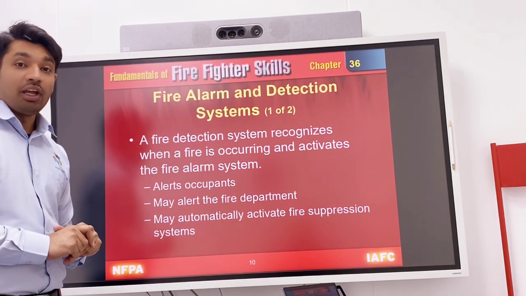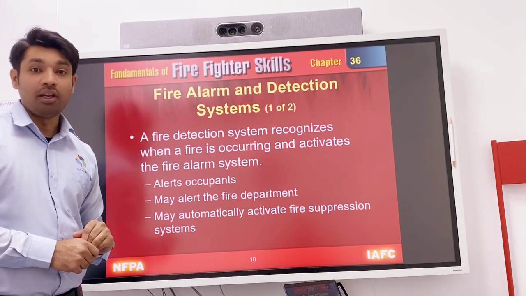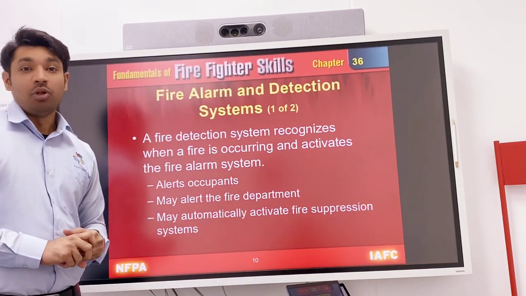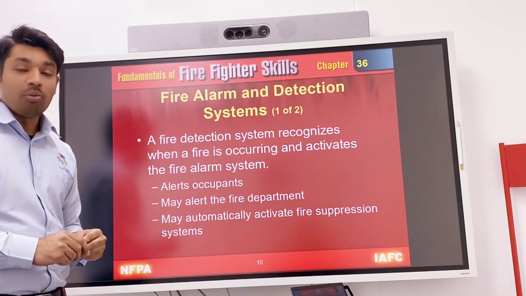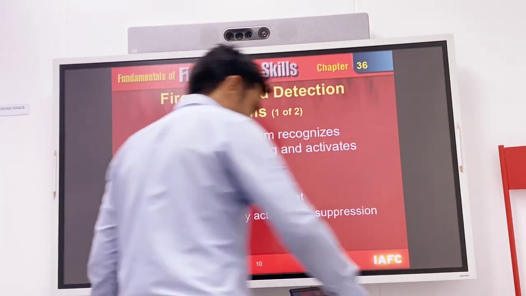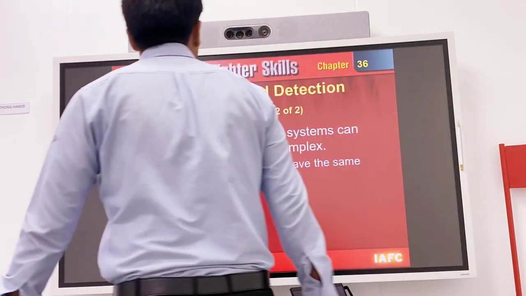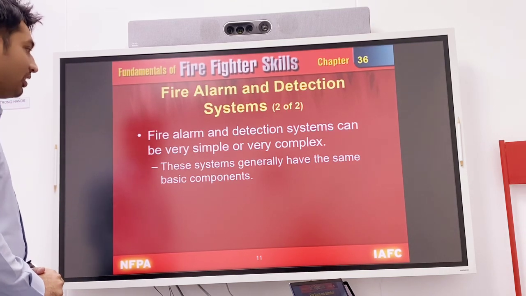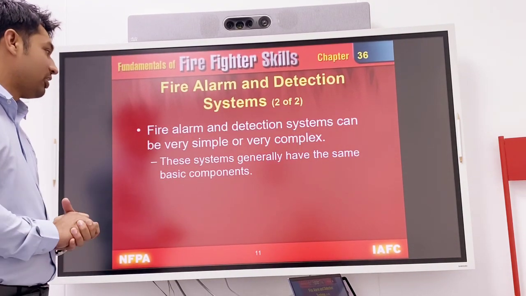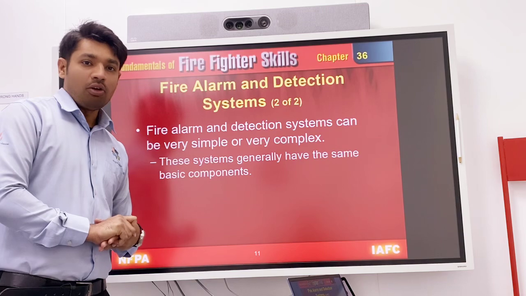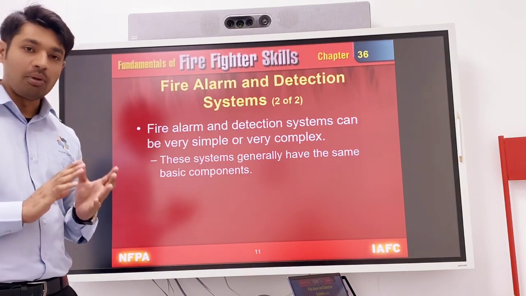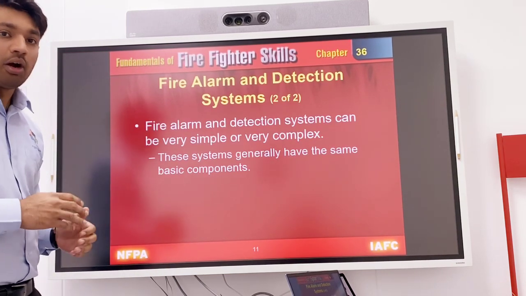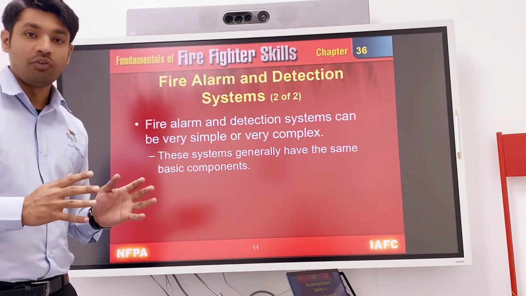We know that in every community, in every room, everywhere, we have smoke detectors, heat detectors, and multi detectors. So we have to know about these things. A fire alarm and detection system can be very simple or very complex. These systems generally have the same basic components. We have a lot of fire alarm systems; some are very complex, some are very easy to use. Now we will elaborate on how to read and how to check all the fire alarm systems.